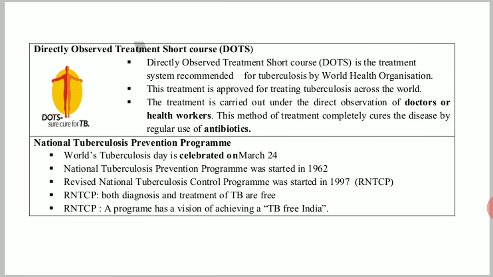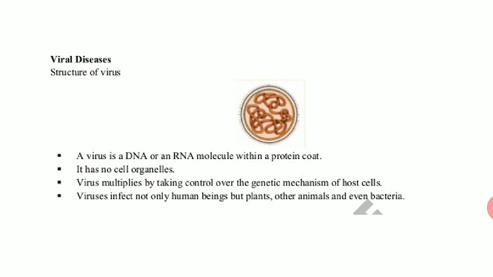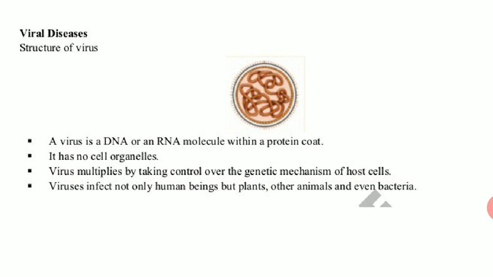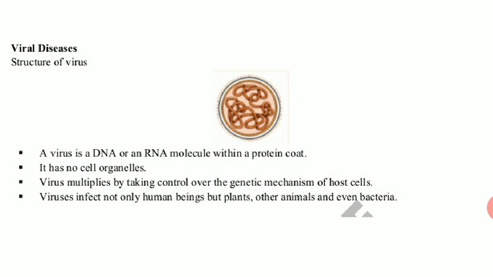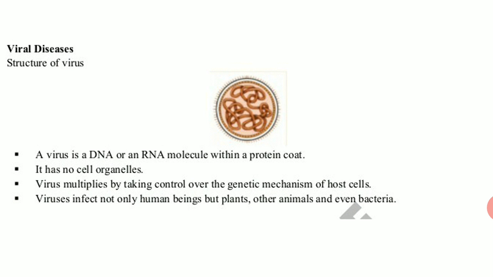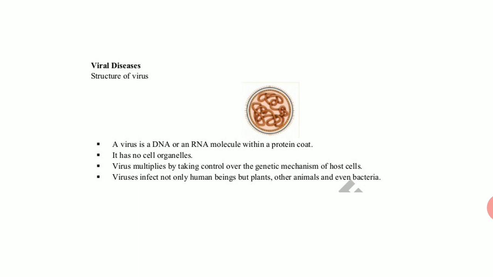Okay, then one more point they discussed in the vectors, that is viral disease. Next we are going to learn about different types of viral disease. Before that, as an introduction, virus. What is this virus? Virus is just an organism. It is having just a protein coat and DNA or RNA. Some viruses have DNA, some have RNA. RNA virus, DNA virus, nothing else.